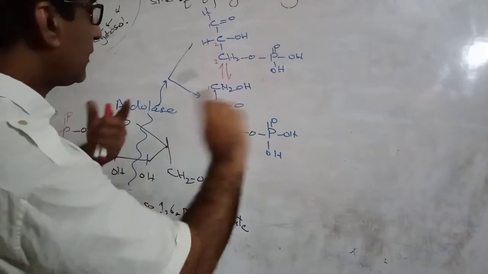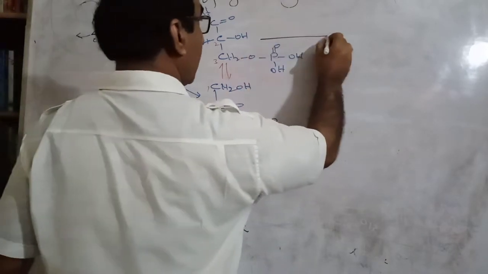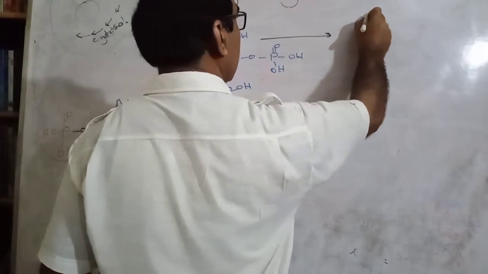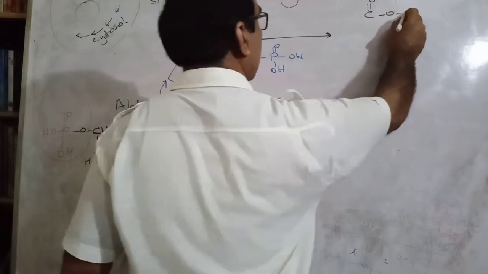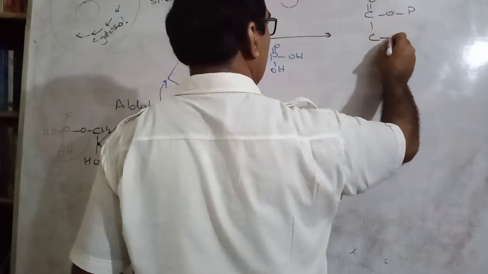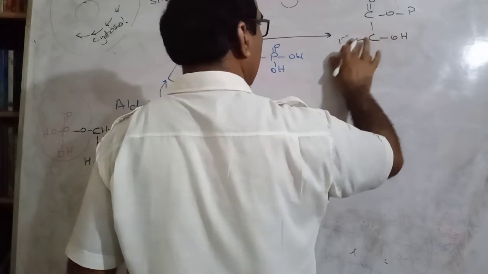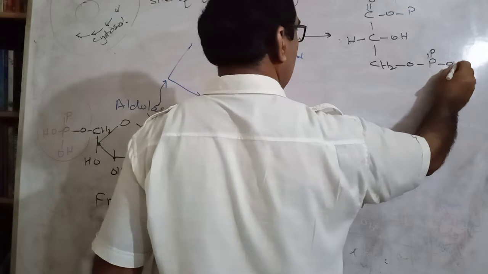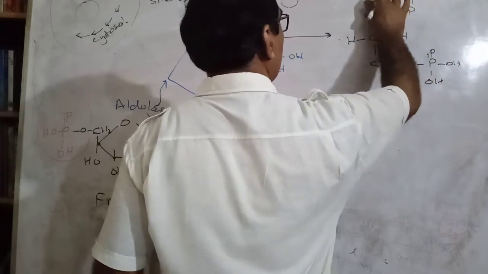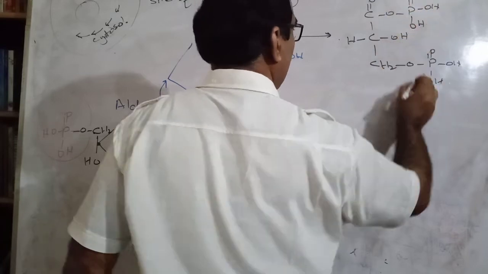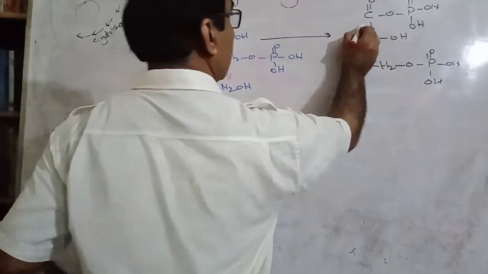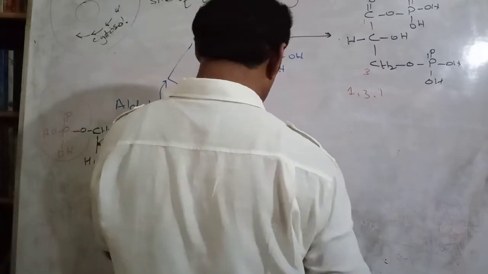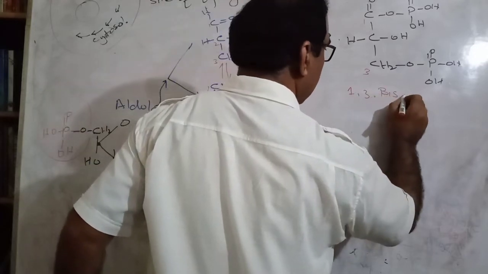In the further reaction, what happens? Glyceraldehyde 3-phosphate undergoes the further reaction and forms what? 1,3-bisphosphoglyceric acid, that is, 1,3-bisphosphoglycerate.